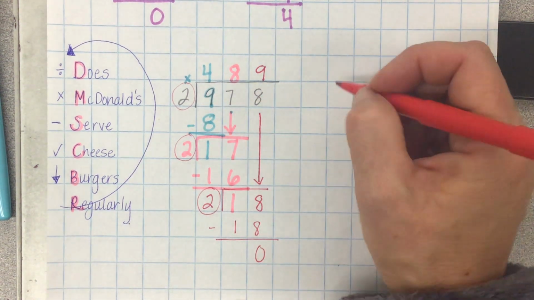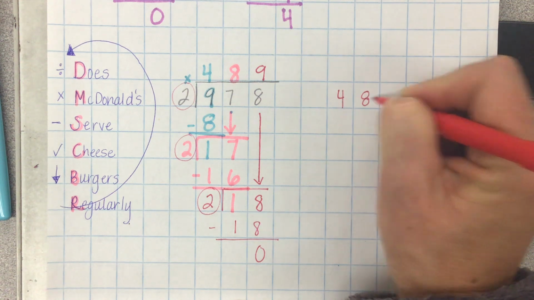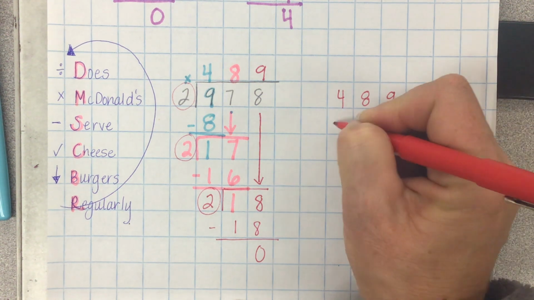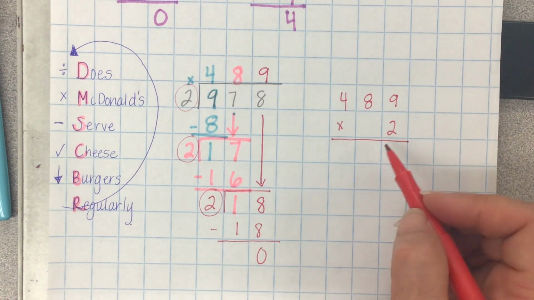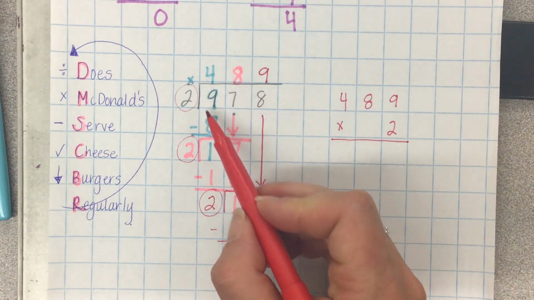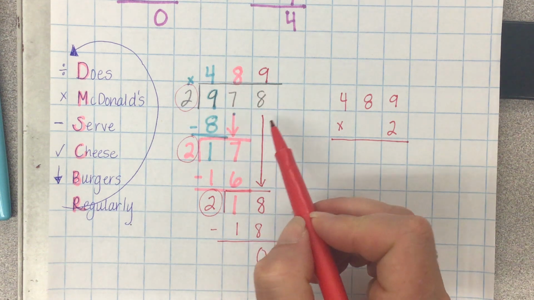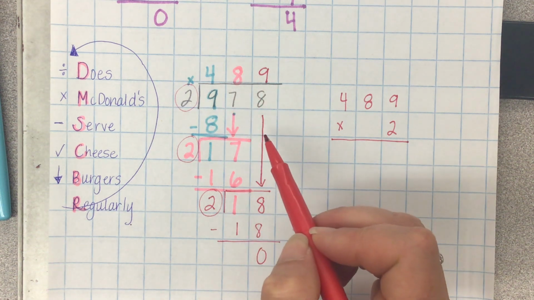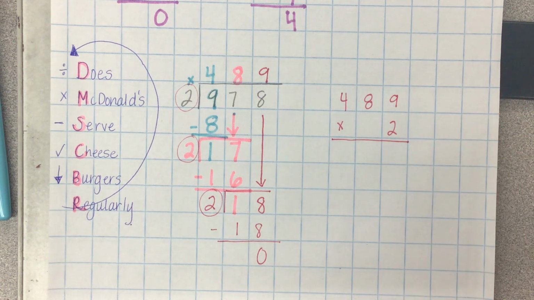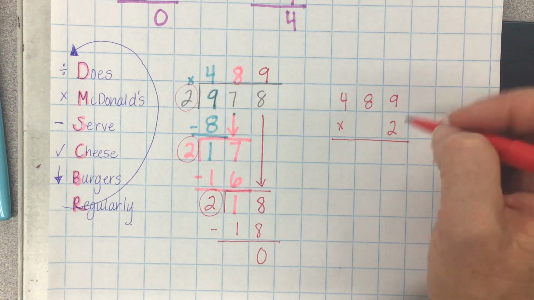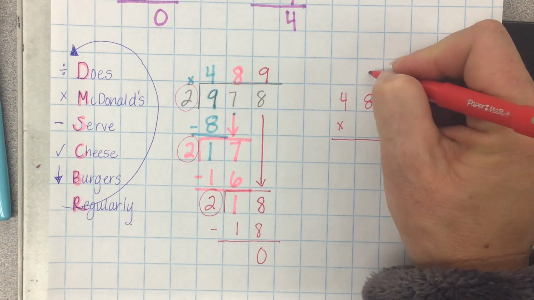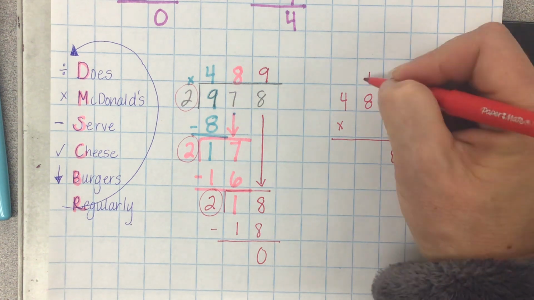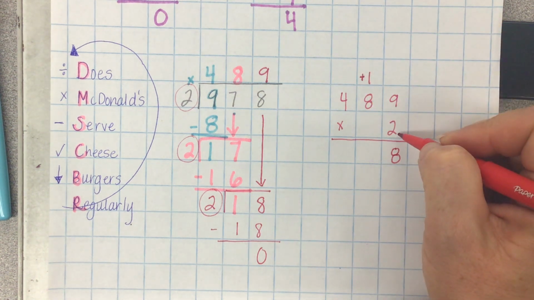Yes, 2 times 489, which I'm going to set up like this. And if I do it correctly, my product should be this 978, right, which was my dividend. That's the number I started with. Okay, so I'm just going to do the shortcut method because I don't have a lot of space here. So help me out. 9 times 2 is 18. I'm going to regroup the 1, which means I need to add it.